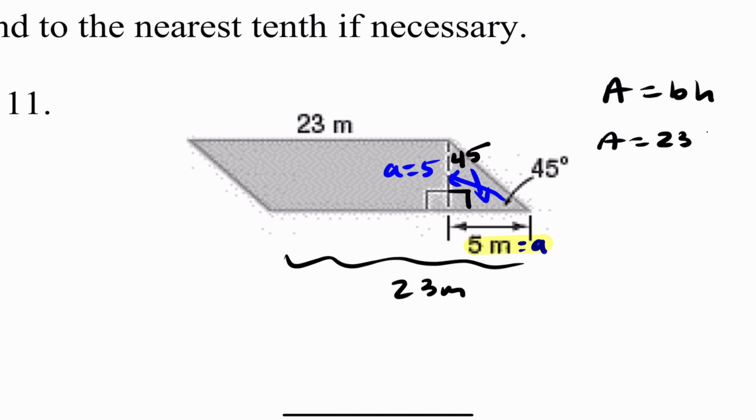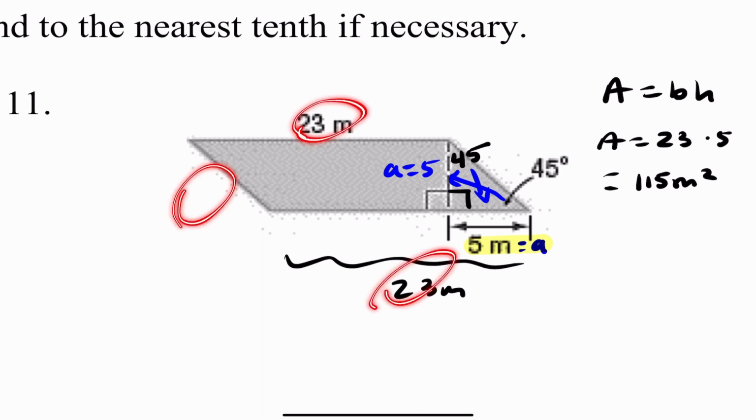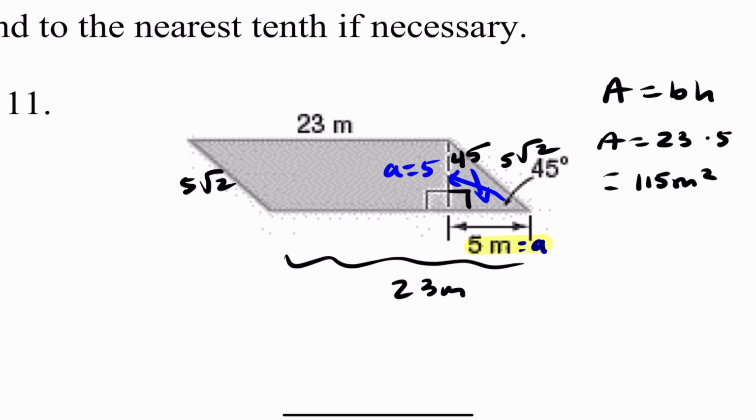So 23 times 5, that's equal to 115 meters squared. And if you were to find the perimeter on this one, you have to do 23 plus 23 plus this side plus that side. So this side would be 5 root 2, 5 root 2. And then you would put all of these things into your calculator. Yes, you have to include the square root of 2 into your calculator, all right?